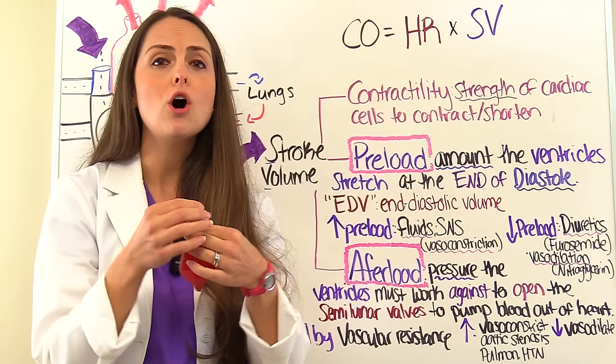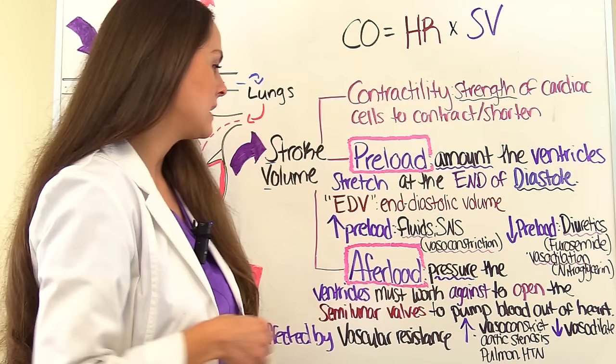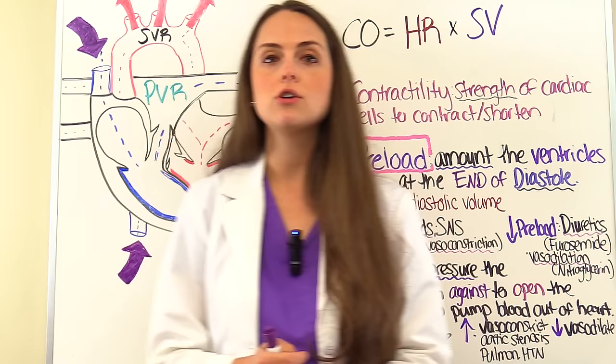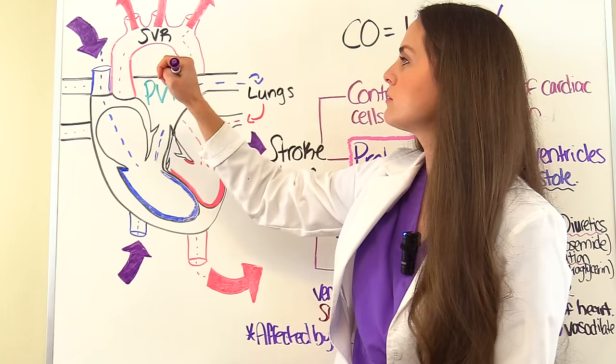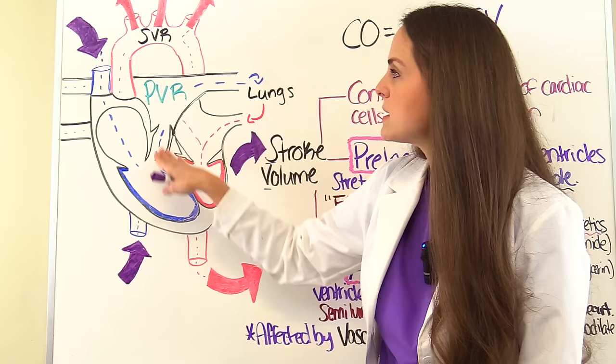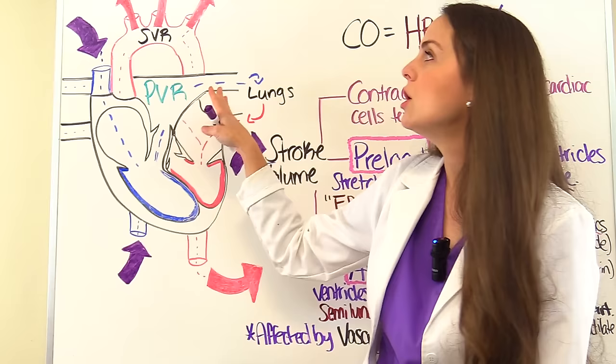So let's talk about things that can increase afterload and decrease afterload. To increase afterload, you have vasoconstriction going on, again, that's narrowing of those arteries. So if we have narrowing of the arteries that is affecting our systemic vascular resistance, or even narrowing, vasoconstriction, that's affecting our pulmonary vascular resistance, that's going to increase the pressure that these ventricles must overcome to get these semilunar valves open so blood can go either to the lungs or throughout the body.